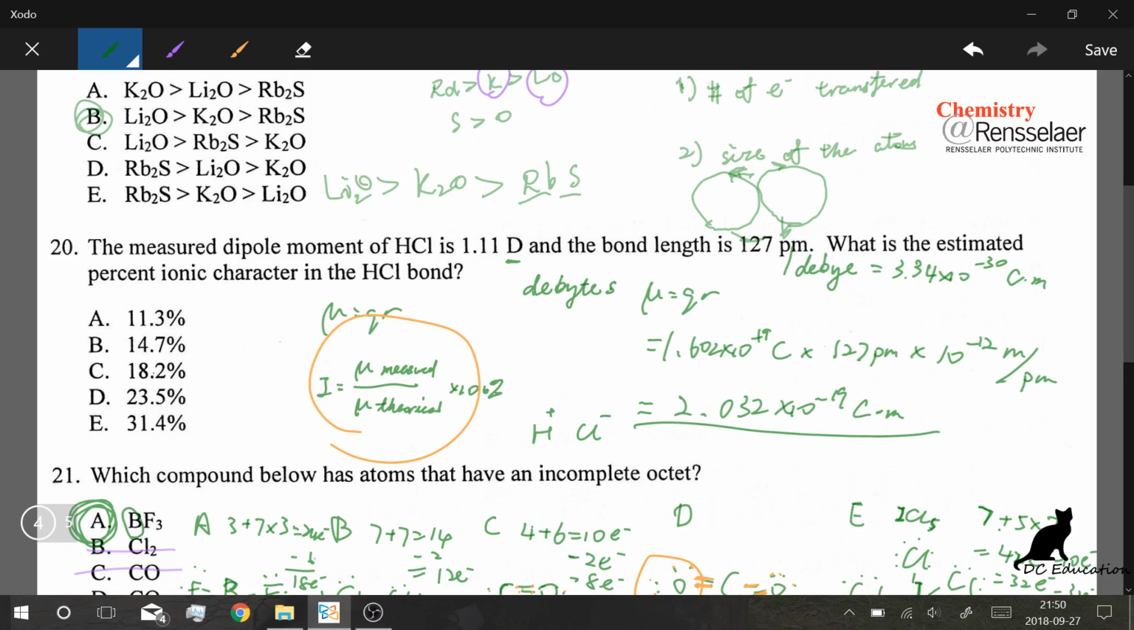So mu equals 2.032 times 10 to the negative 29 coulomb meters, times 1 debye over 3.34 times 10 to the negative 30 coulomb meters, which gives us 6.09 debyes. So we can use that in our further calculations.